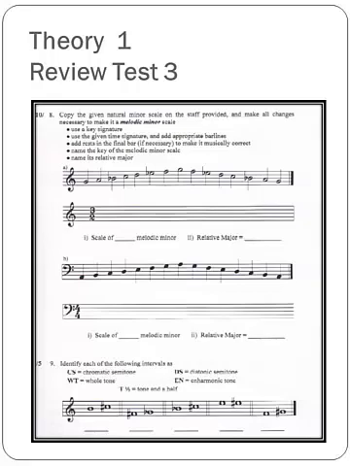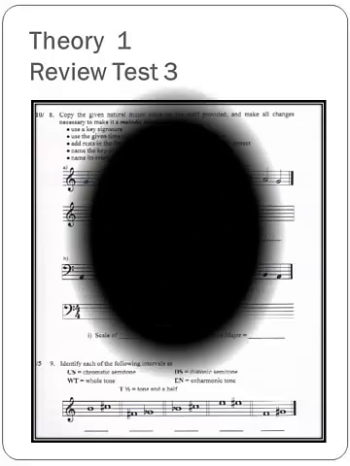Number 9, identify each of the following intervals as a chromatic semitone, a whole tone, a diatonic semitone, or an enharmonic note. Remember, a chromatic semitone has a common letter name. Okay? The diatonic semitone has a different letter name, and a whole tone is like 2 semitones, and a tone and a half is going to have 2 notes in between. Okay, so it's like a semitone plus a tone.